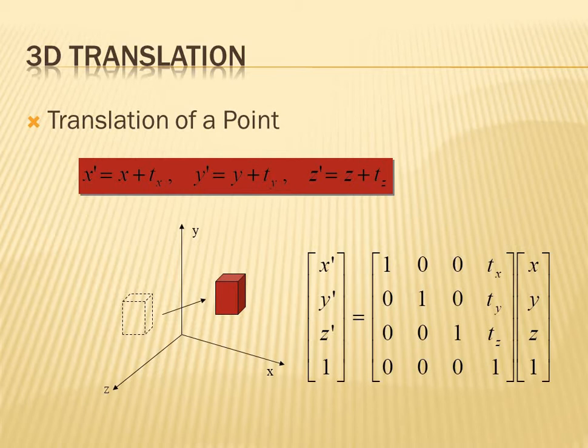In a 3D homogeneous coordinate representation, a point is translated from position P equal to x, y, z to position P dash, which is x dash, y dash, z dash. The standard matrix can be derived like 1 0 0 tx, 0 1 0 ty, 0 0 1 tz, 0 0 0 1. This is the standard translation matrix with the help of which we can translate any object in 3D.